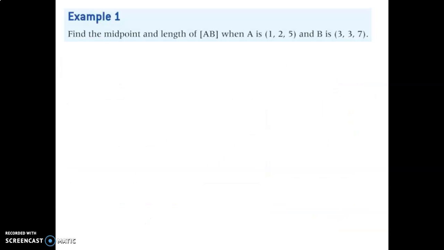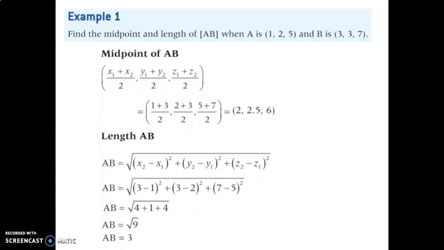Okay, so now try this one. Using the two formulas we just learned about, the 3D distance formula and the 3D midpoint formula, we can find these two.